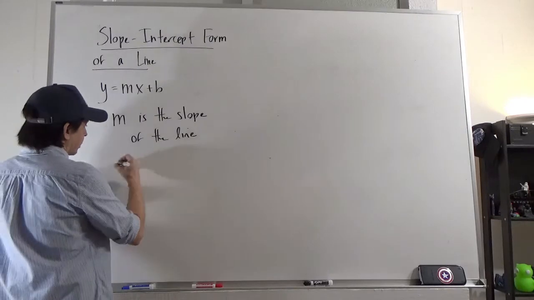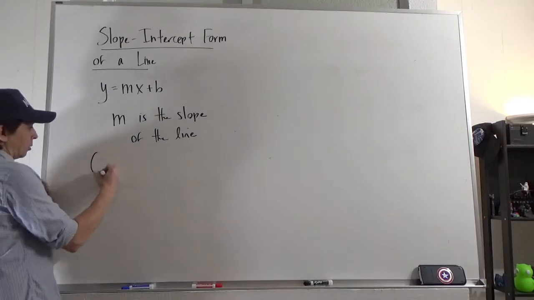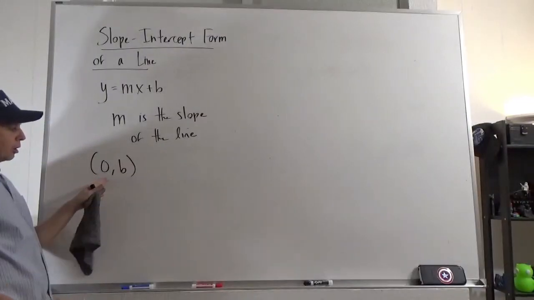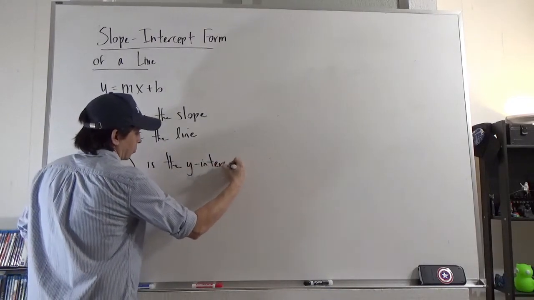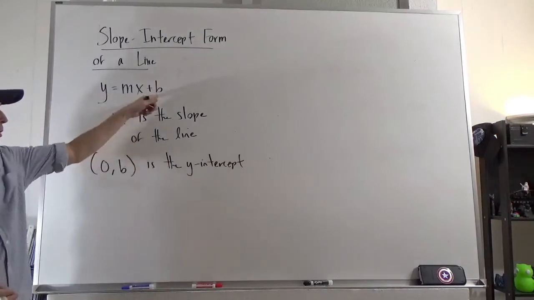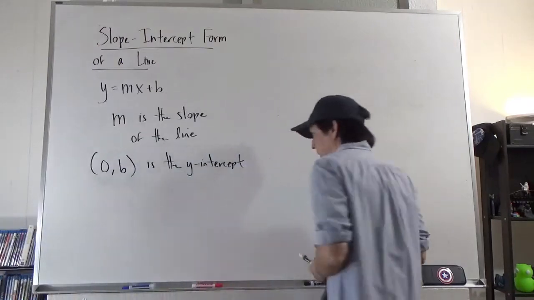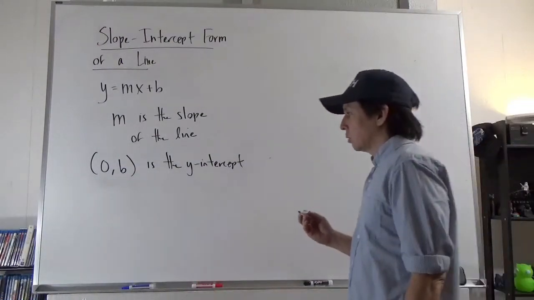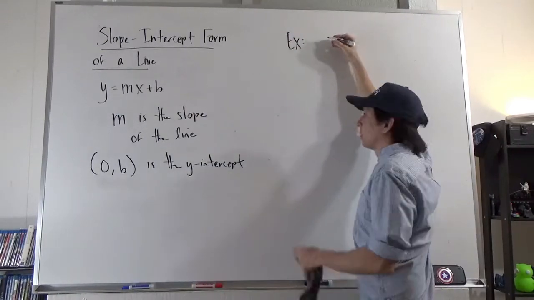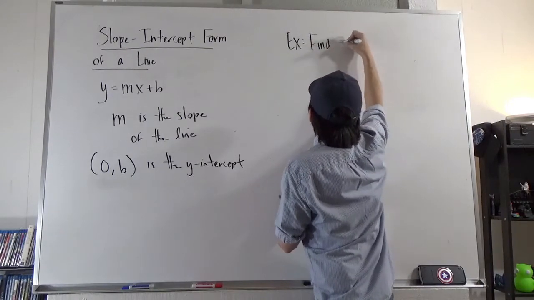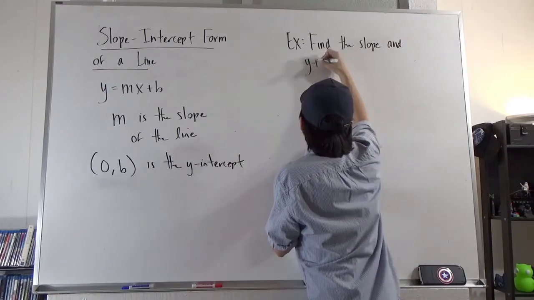The b represents where the line will cross the y-axis. Now, a y-intercept is always a point, so I'm going to write 0, b. So whatever that constant term is will be the y-coordinate of the y-intercept. The first coordinate has to be 0 for y-intercept. We dealt with it last time. Okay, and to get familiar with these, for now we're just going to do an exercise where we find the slope and the y-intercept of the given line.